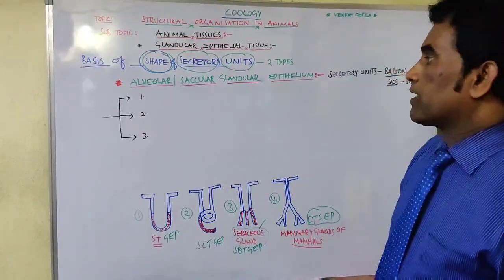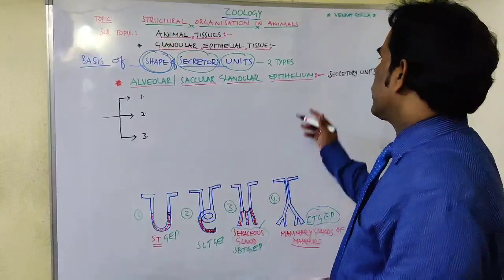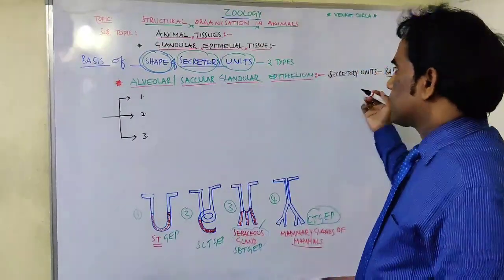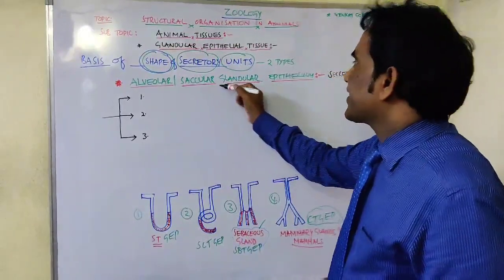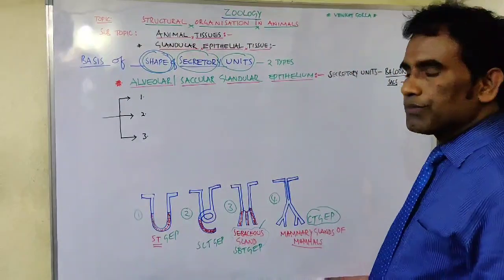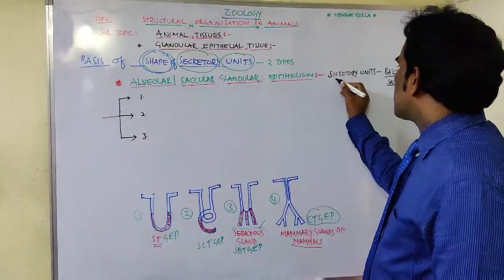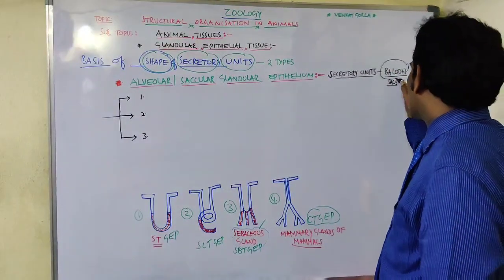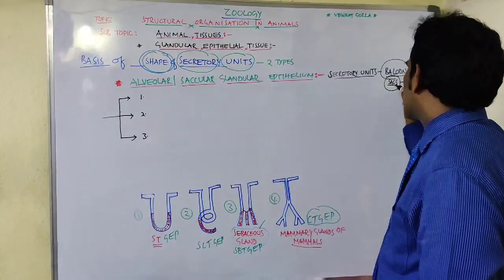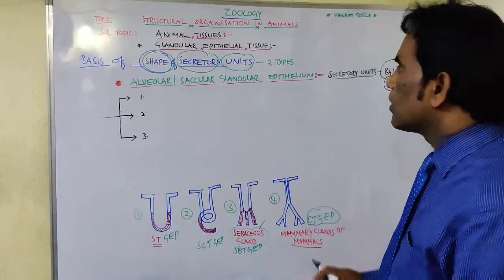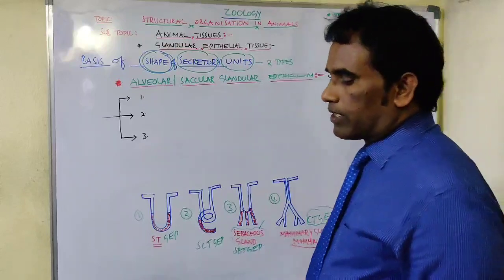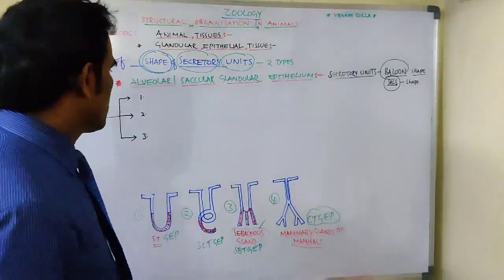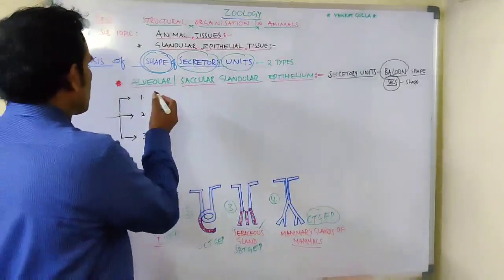So coming to the next one, alveolar or saccular glandular epithelium. In this epithelium, the secretory units are balloon-like structures, bag-like or sac-like in shape. Therefore it is called alveolar saccular glandular epithelium. This alveolar glandular epithelium is further divided into 3 categories.